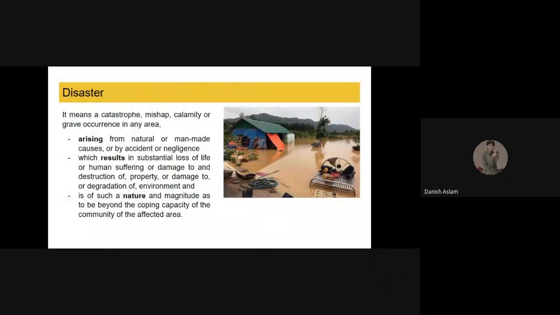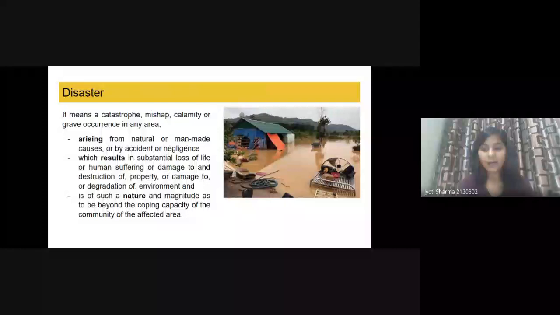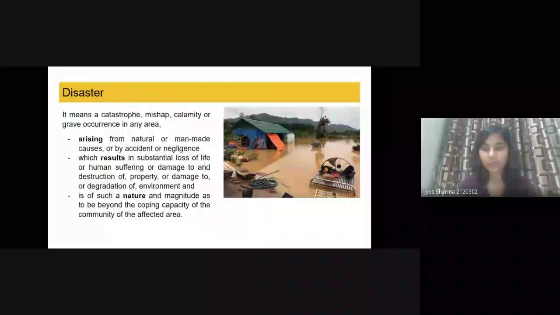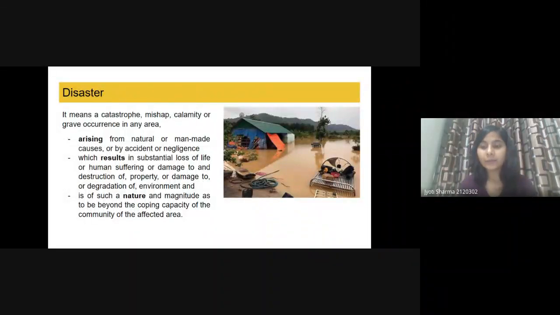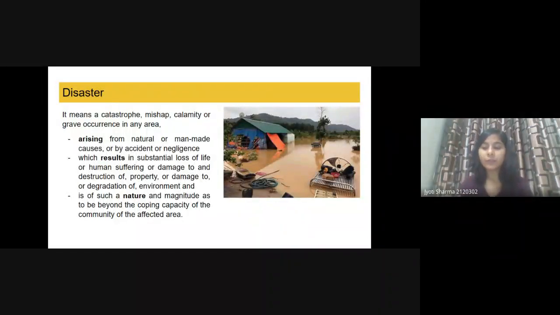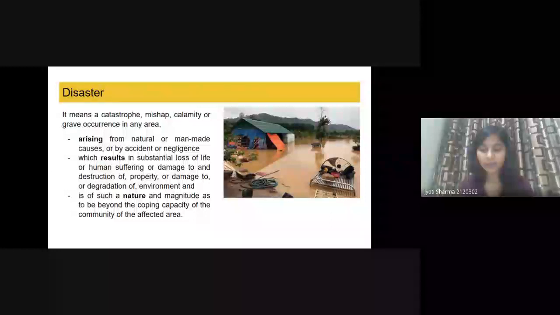Yes, ma'am. If we talk about disaster, it is a grave problem that affects all forms, such as the social, economic, or livelihood of the people. At that point of time, the people are not able to use their own resources. Yes, exactly. For example, if there was a flood, but you had the potential to cope with that flood, then you would not call it a disaster, right?